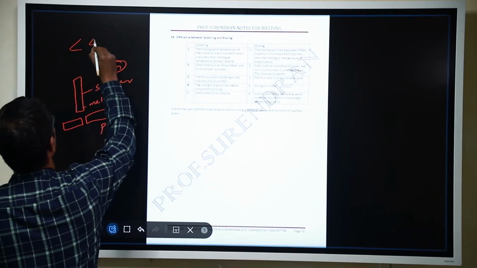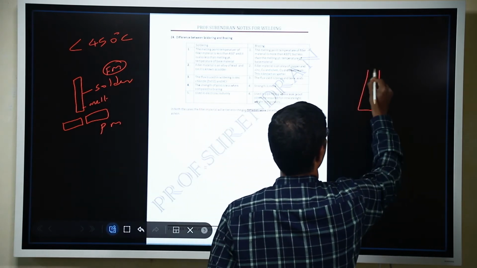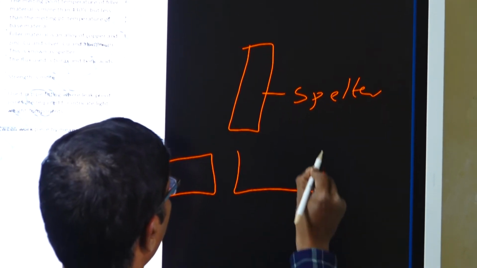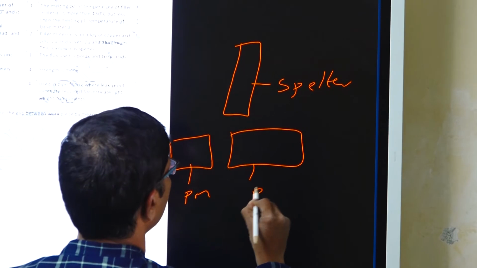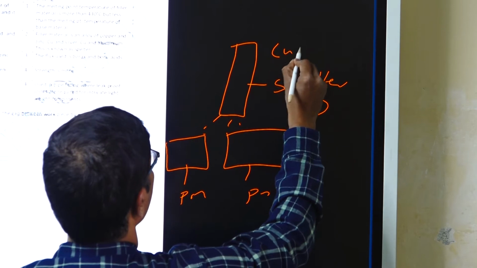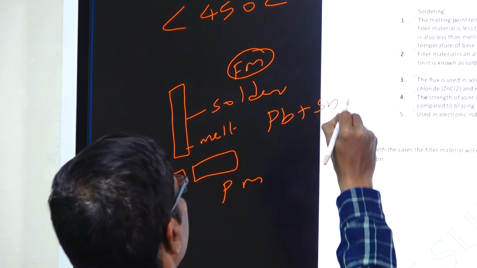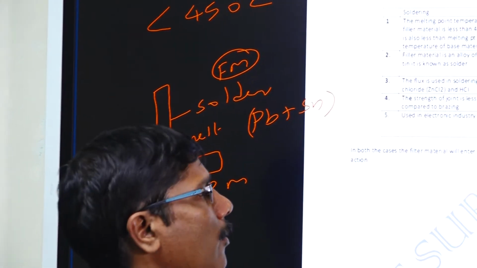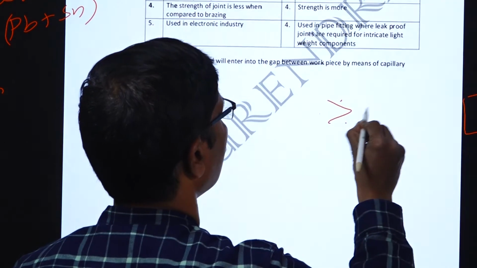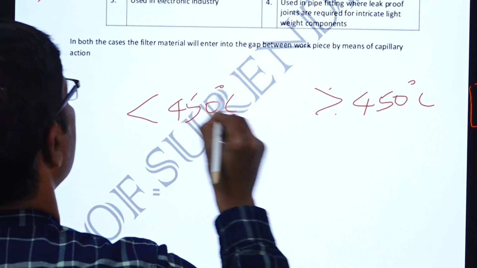Soldering is done when the temperature is less than 450 degrees Celsius. In brazing, the filler metal is called spelter. Here also only the filler metal is melted. It is a composition of copper and zinc, whereas solder is lead and tin. So these are two different processes. Brazing is used only when the temperature is more than 450 degrees Celsius, while soldering is less than 450 degrees Celsius.